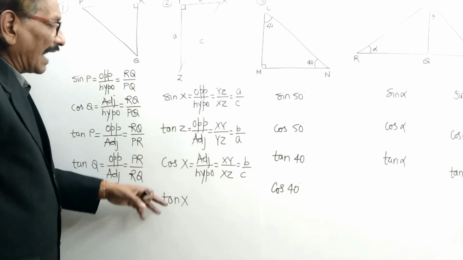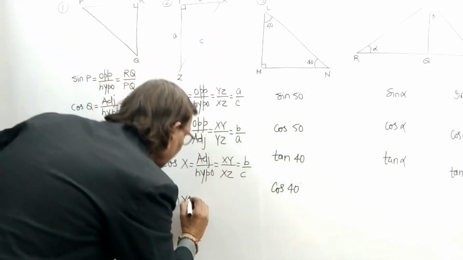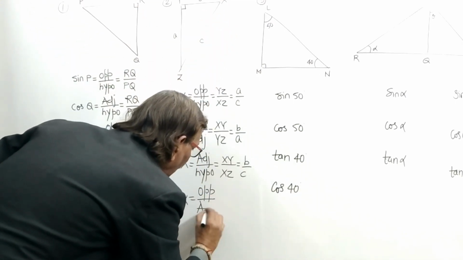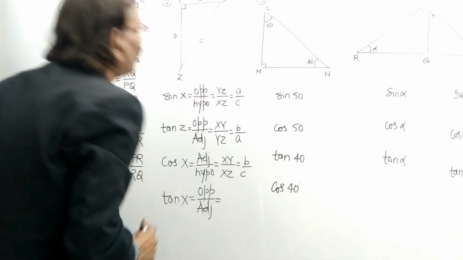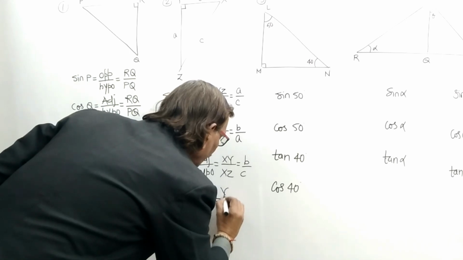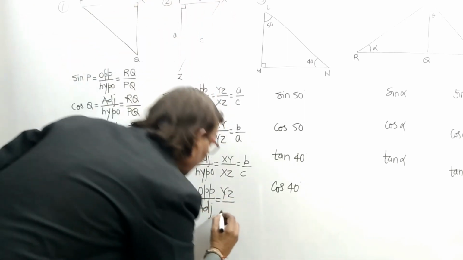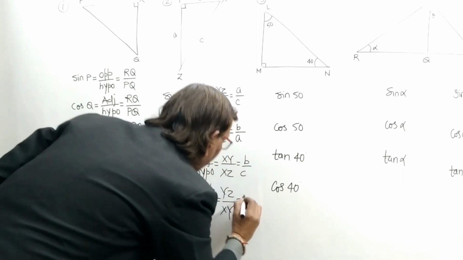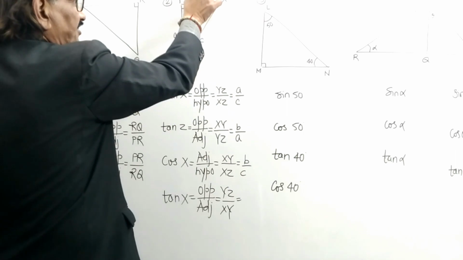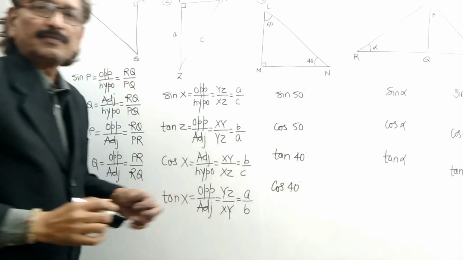Last option, tan X. Here you have X. Tan is opposite upon adjacent. So for X, the opposite side is YZ and the adjacent side is XY. So for X, opposite is A and the adjacent is B. So it becomes A by B.